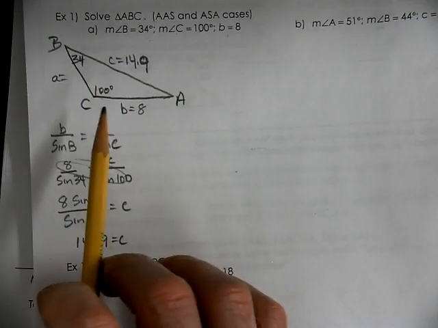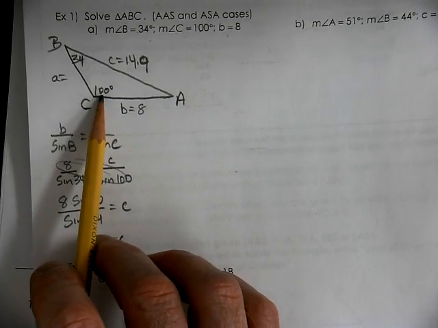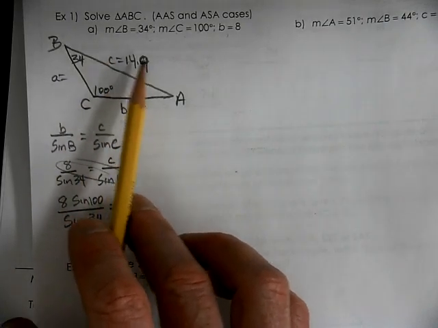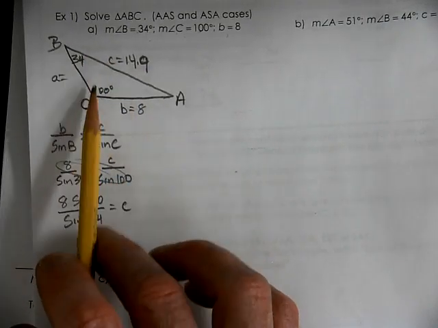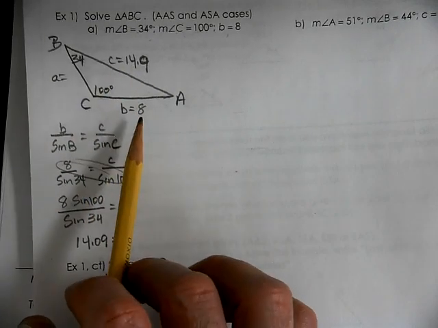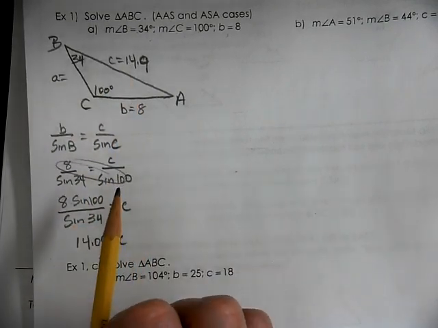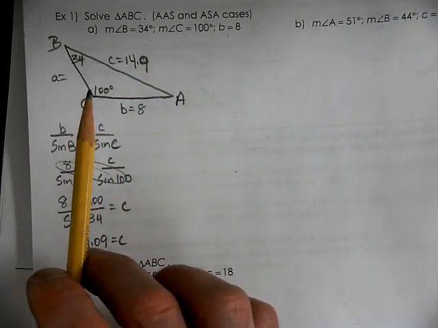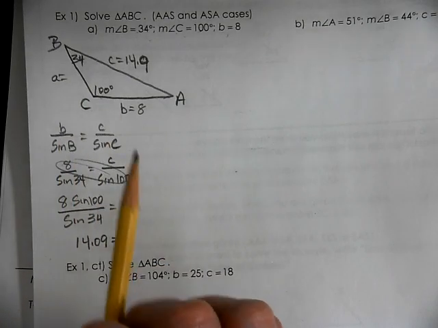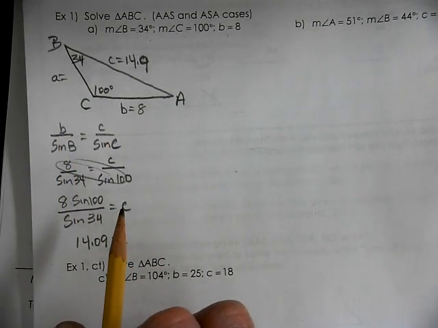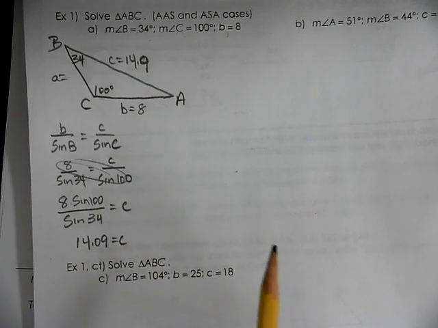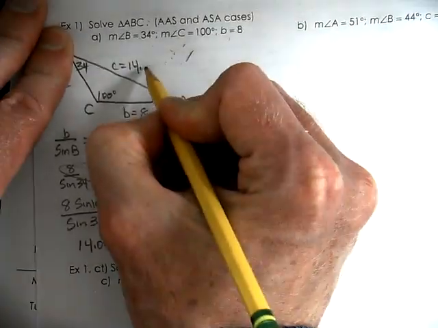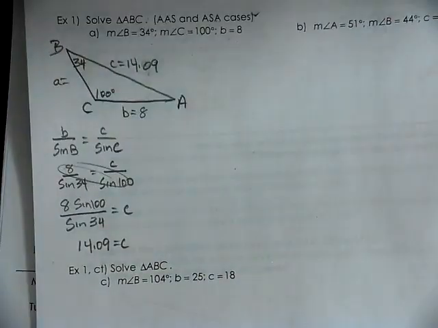And does that make some sense? Yeah. The larger angle across from it is going to be the longer side. 14.09 is longer than 8. 34 is less than 100. So 8 is less than 14.09. The longest side is across from the longest angle. The smallest side is across from the smallest angle. Oh, 0.9, isn't it? Thank you for pointing that out. I got stuck on what I was writing and I lost it. Thanks for pointing that out.